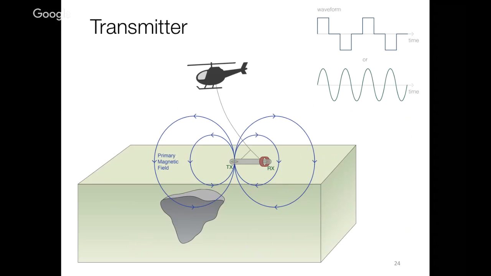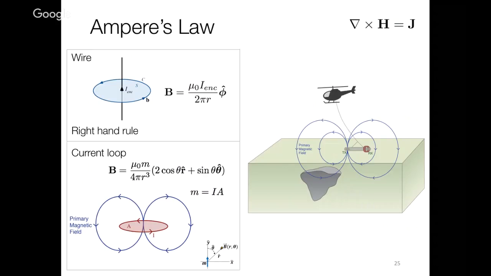A transmitter is nothing other than a loop of current. So we somehow have a current going in here. It's connected up to a generator, and that gives us a primary magnetic field. We talked about currents and magnetic fields. Remember, if I have a straight wire, then that gives me a circular magnetic field that goes around it, and that's the formula for it.